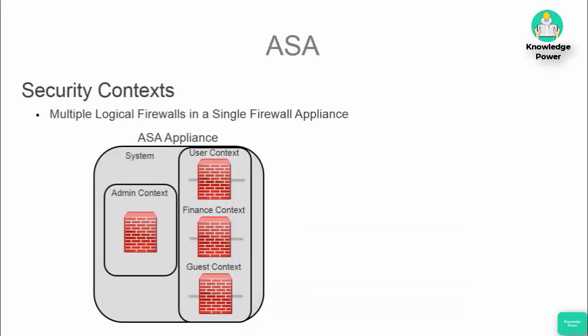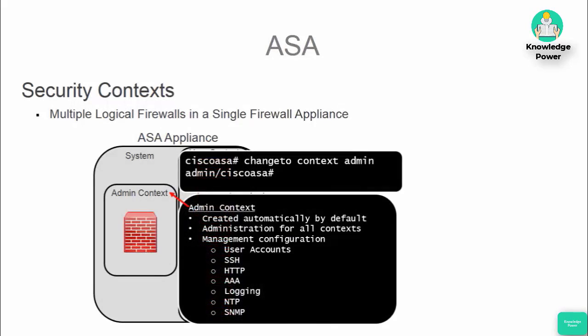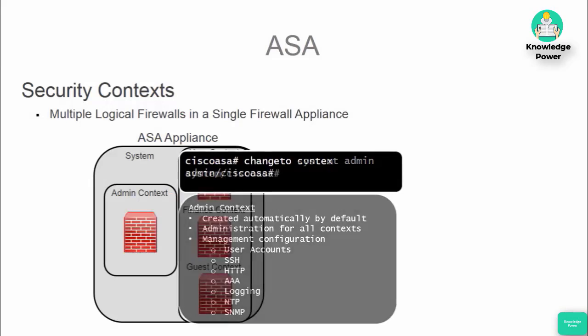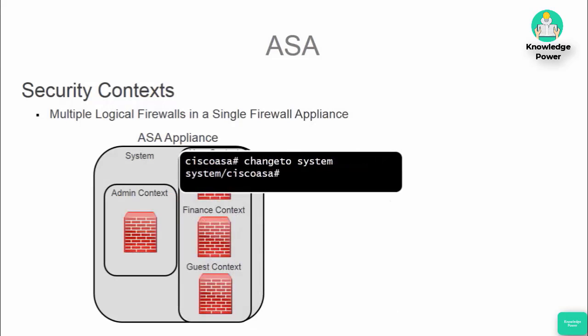In addition to the contexts that are added within the system configuration, by default, an admin context is created. The admin context can be accessed by entering the command changeto context admin. The admin context configuration is used for management features like AAA, SNMP, and logging. To switch back to system mode, you can use the command changeto system, and that'll take you back to the base configuration prompt.